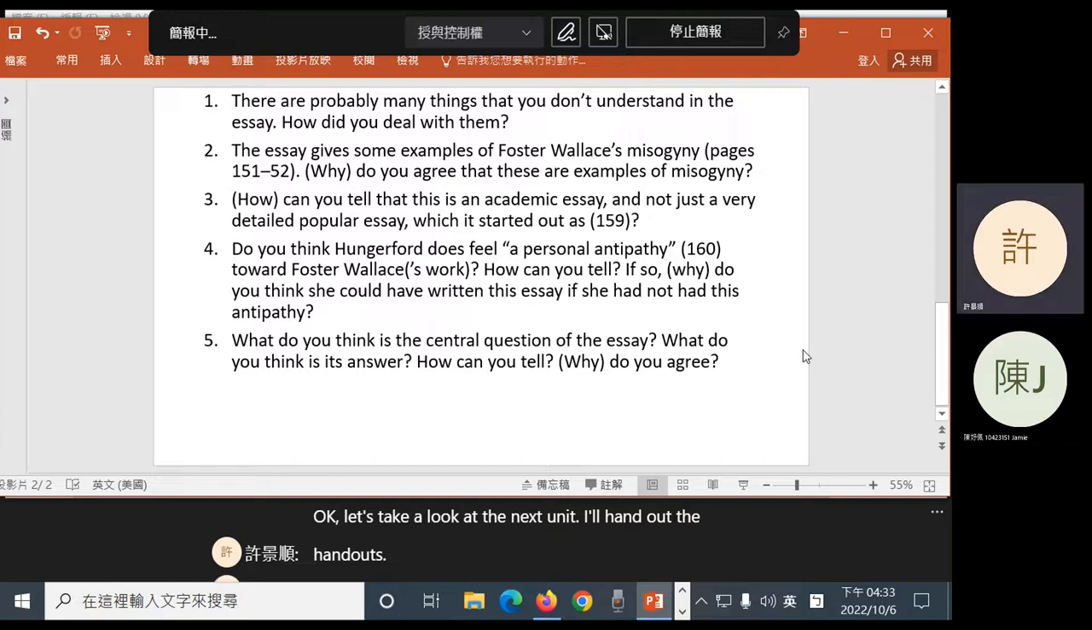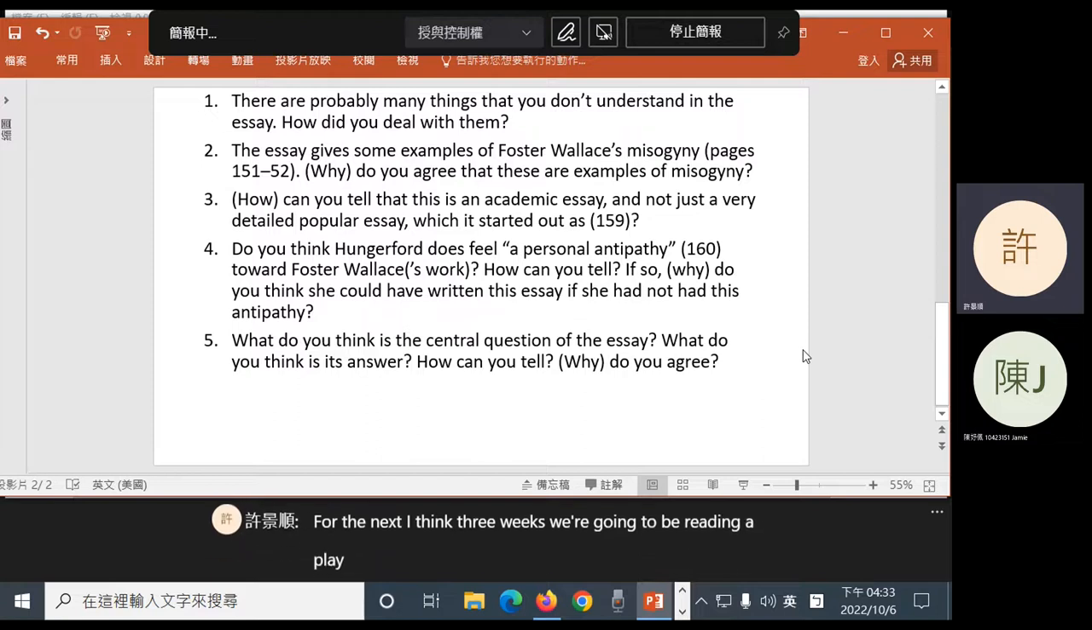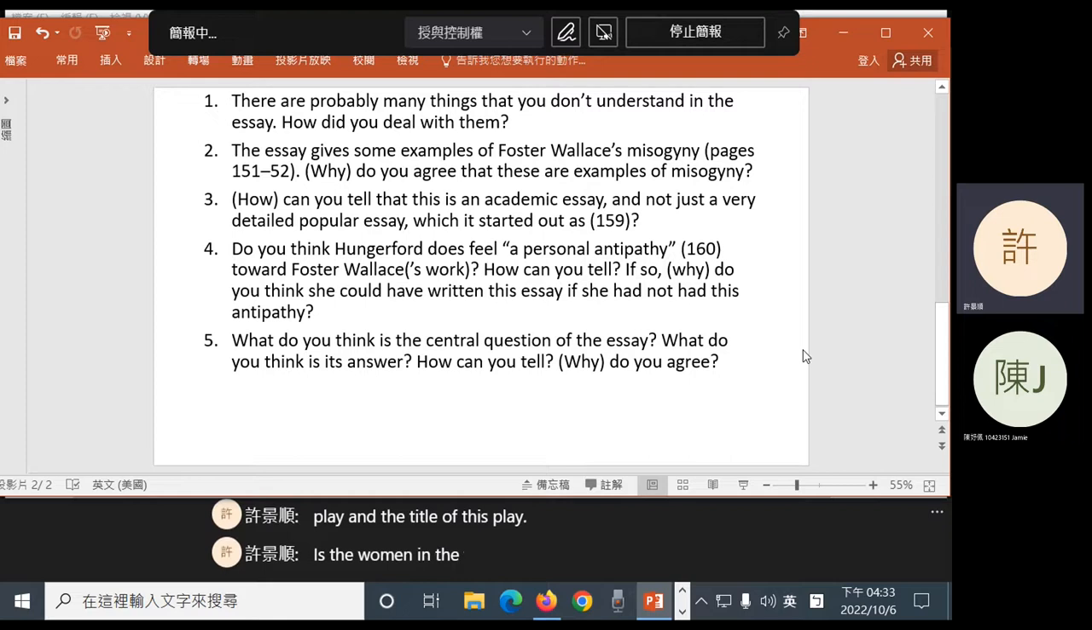For the next, I think, 3 weeks, we're going to be reading a play. And the title of this play is The Woman in the Window by Alma de Groen. It was first performed in 1998. So let's talk about plays.